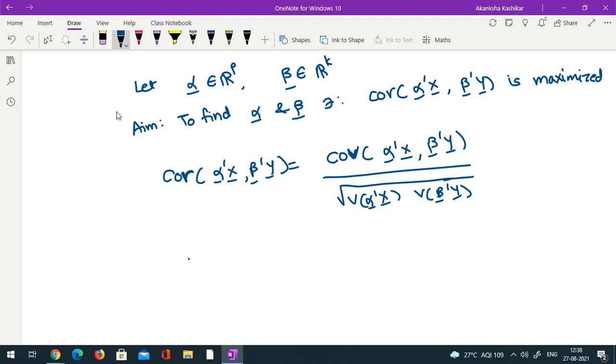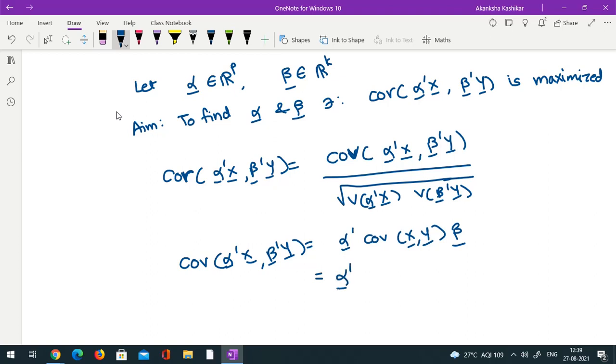Okay. So what will be formula for covariance of alpha prime x comma beta prime y? What would be the formula? It's alpha prime covariance of xy and beta. Okay, does everyone agree with this? Alpha prime covariance xy beta. So by our notations it would be alpha prime sigma xy beta.